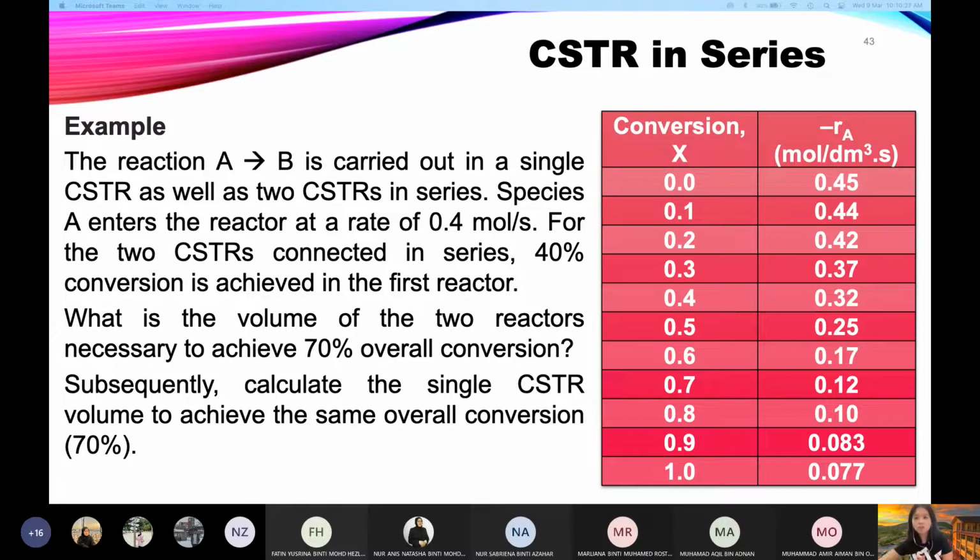Okay, so the information further, they give us the table of information. So table, this is very important because the table provides us with the minus RA for each of the conversions. So, maknanya, at 0%, how much is our minus RA? At 10%, so on and so forth. So using this table, we want to solve the problem. Okay, so let me go to the first part.